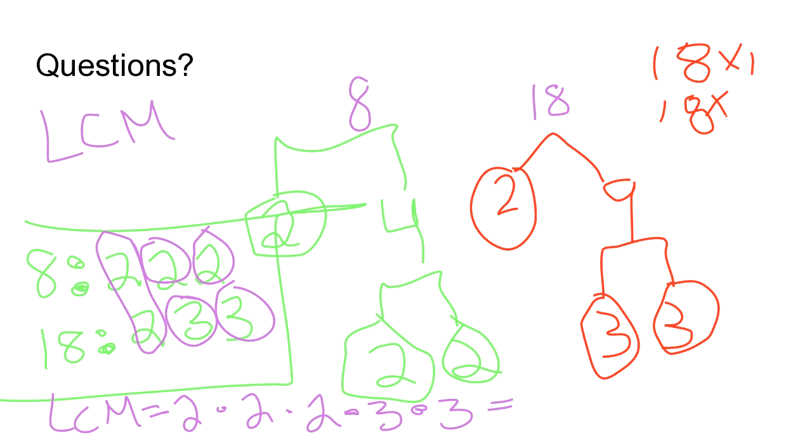So 2 times 2 is 4, 4 times 2 is 8, 8 times 3 is 24, and 24 times 3 is 72.